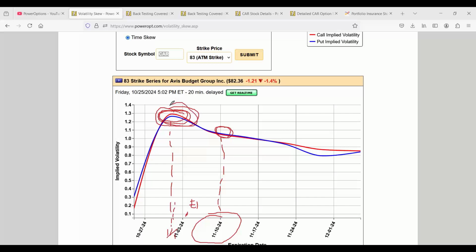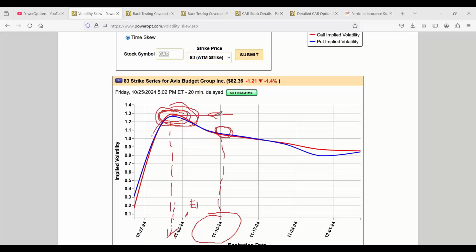It makes sense it'd be 11-1 because those were the options that just matched our criteria, looking for that higher implied volatility in that covered call screen. So something is going on here. There is some event with Avis coming up, closer to the 1st of November. That's why they came up in that search we created for Terry. But that's what it's doing.